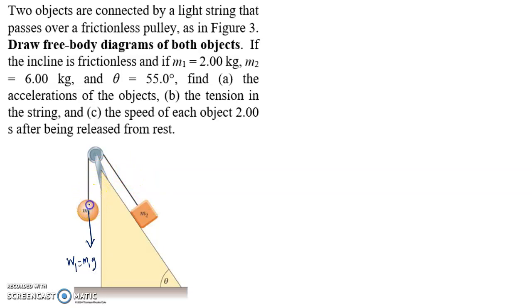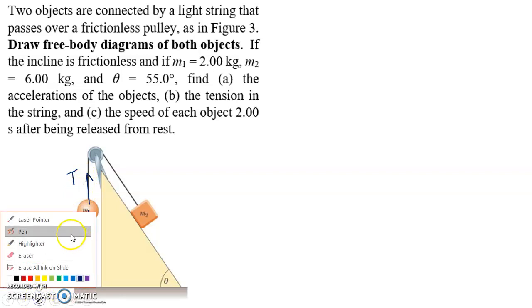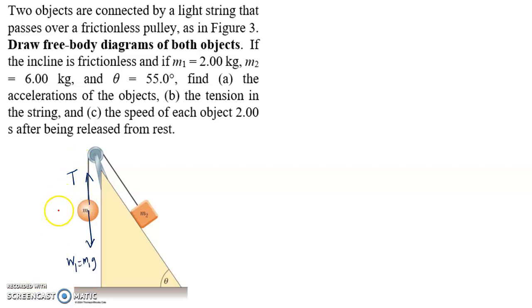Another force will be the tension in the string. Remember, tension is always directed away from the mass. With that, we're going to draw the acceleration, and in this case, it will be moving upward. So a is directed upward for mass 1. The reason is because mass 2, with much larger mass, 6 kg, will be pulling it in that direction. So acceleration of mass 1 is upward, while mass 2 will be downward.